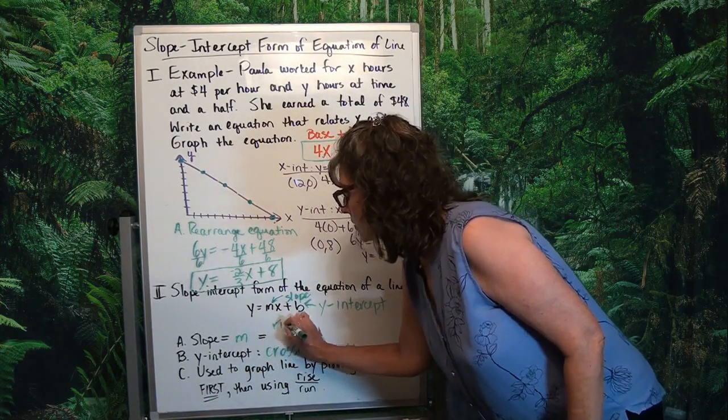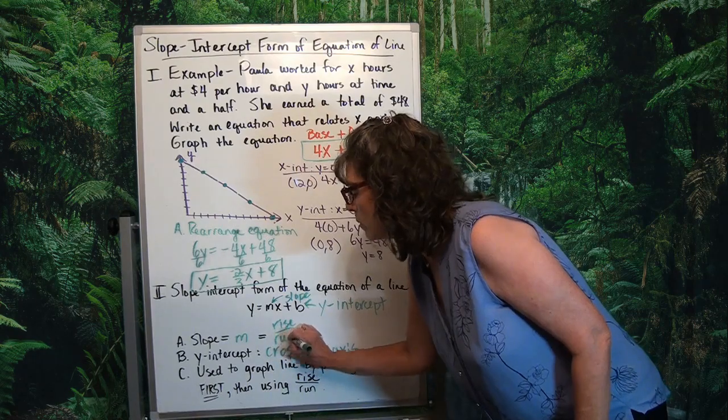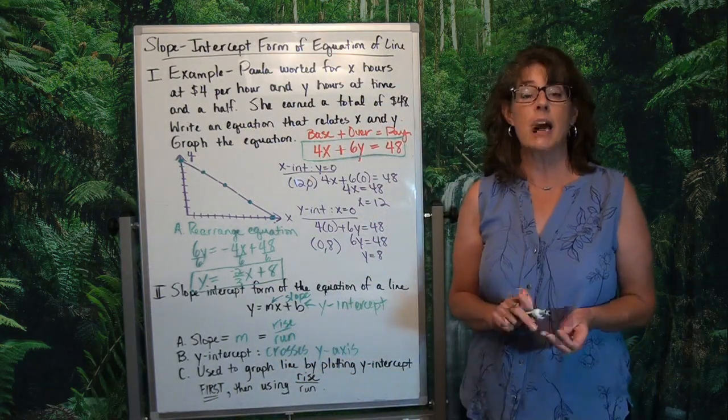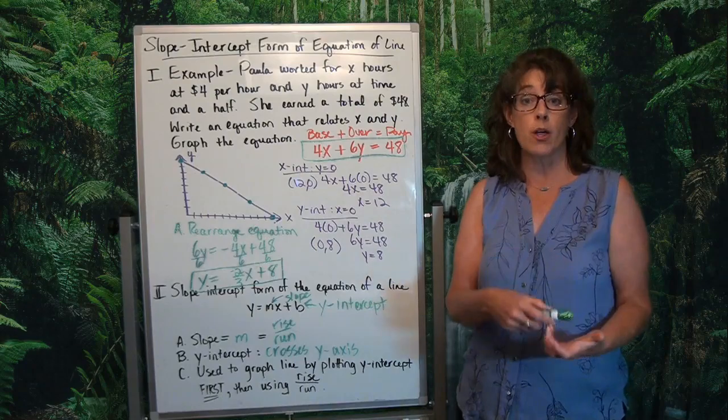So in other words, what I see right here, we know that m is always going to be slope, and slope is my rise over run. And remember, rise over run is my counting tool that allows me to get from one point on the graph to another point on the graph.